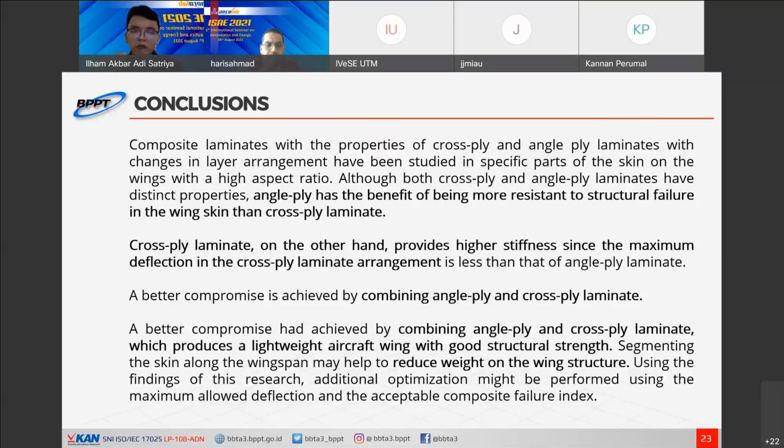To make the best arrangement, we must combine the angle-ply and the cross-ply laminate. A better compromise is achieved by combining them, and then we can produce a lightweight aircraft wing with good structure, good stiffness, and also a good failure index. Also, we have to segment the wingspan to reduce the weight of the wing structure. So we will have a lightweight aircraft.